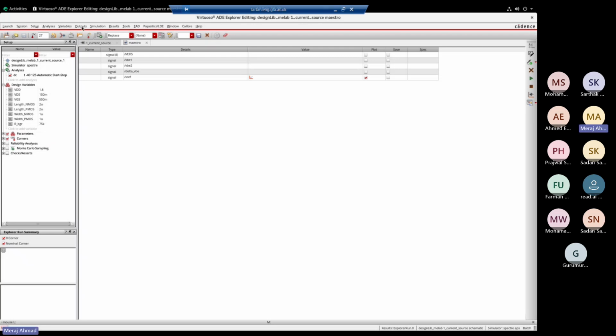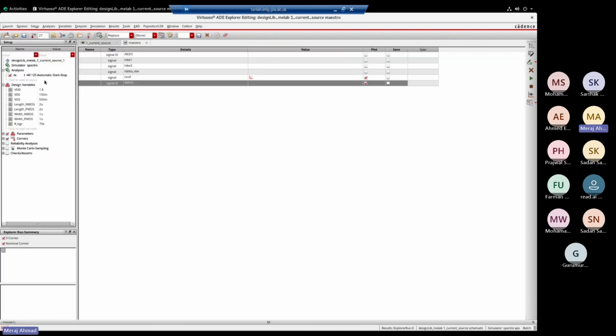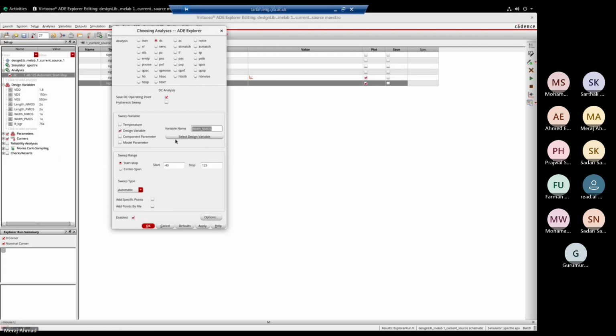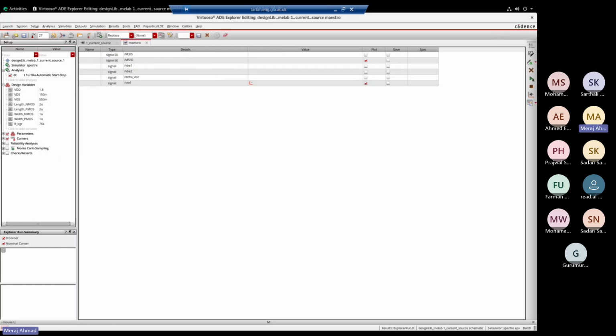I may delete this. Okay, fine. So what I can do is I will go here. I can sweep width from 1 micro to 10 micro. It's just an automated one. And I have these two current sources. So this is for my M3, which is PMOS, and we have this for M1.